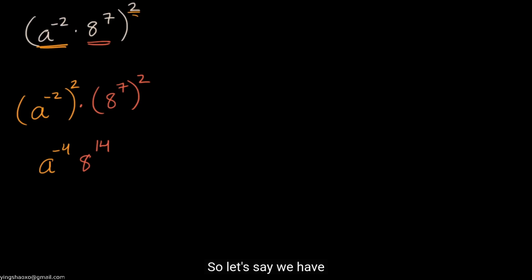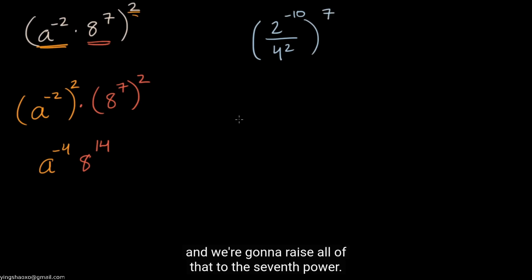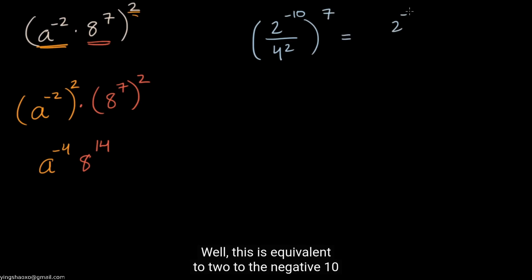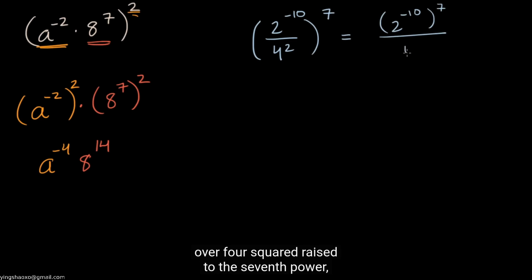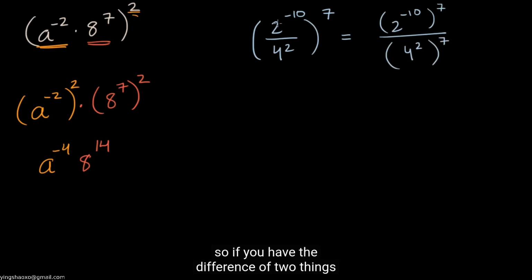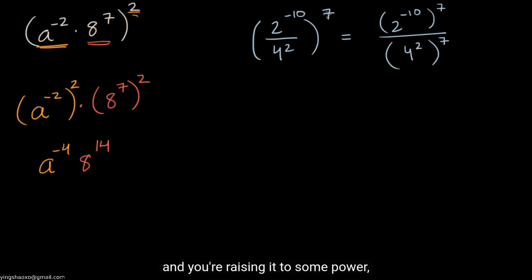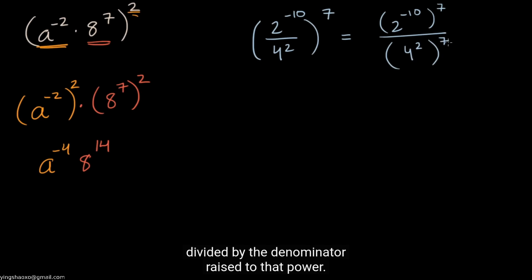So let's say we have 2 to the -10 divided by 4 squared, and we're going to raise all of that to the 7th power. Well, this is equivalent to 2 to the -10 raised to the 7th power over 4 squared raised to the 7th power. So if you have the quotient of two things and you're raising it to some power, that's the same thing as the numerator raised to that power divided by the denominator raised to that power.